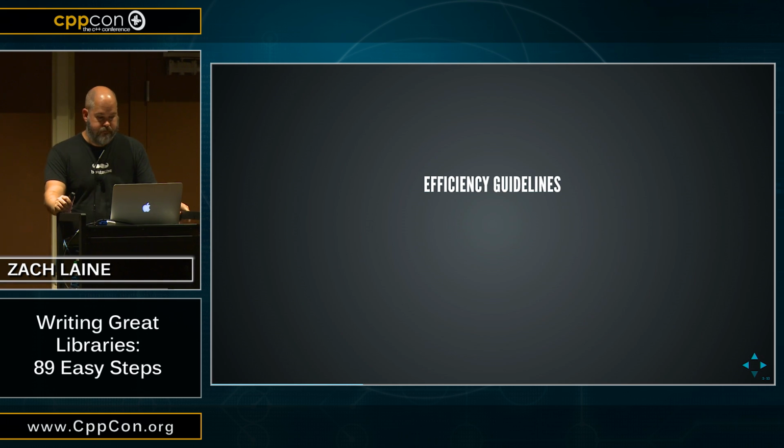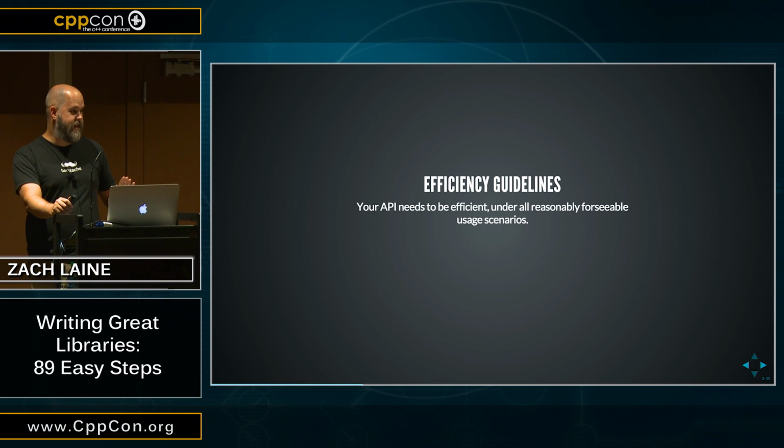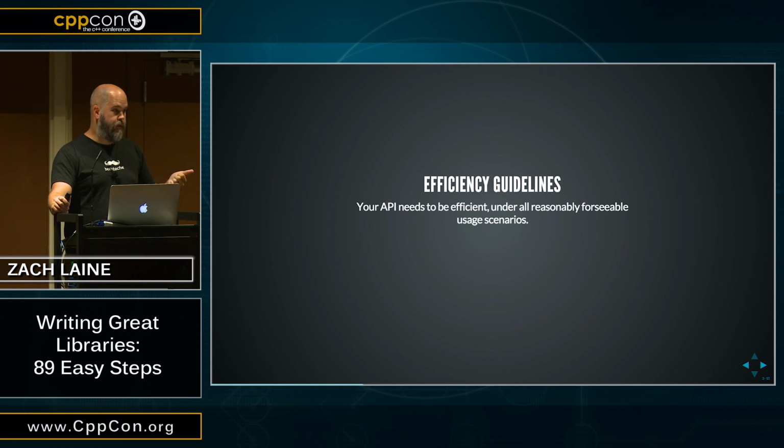Okay, so you need your API to be efficient under all reasonably foreseeable usage scenarios. And I mean reasonable, okay? Don't go crazy. This is something you're gonna hear me say over and over again. You want your interfaces to be maximally reusable and maximally efficient, as I keep saying, but there is an easy way to go off the rails with this stuff. So you have to use some judicious amount of inclusion and exclusion of what goes in your APIs.